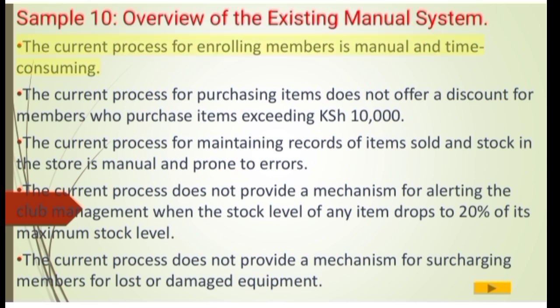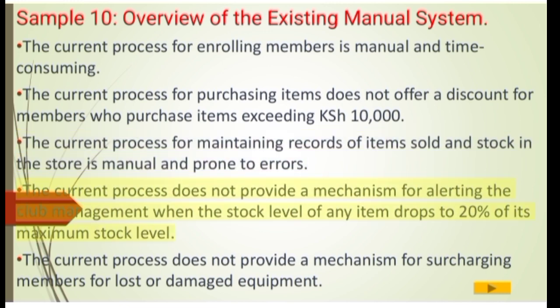The current process for enrolling members is manual and time-consuming. The current process for purchasing items does not offer a discount for members who purchase items exceeding KSH 10,000. The current process for maintaining records of items sold in stock in the store is manual and prone to errors.